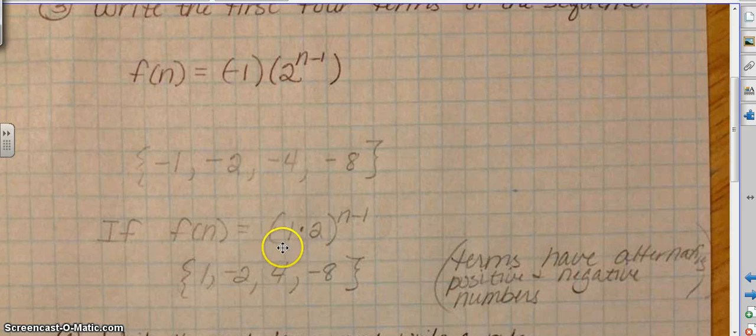If f of n would have equaled -1 times 2 raised to the n minus 1, see, this is different because the n minus 1 is now touching next to the parenthesis, which includes -1 times 2. Then my sequence would have been 1, -2, 4, -8. The terms would have alternated between positive and negative.